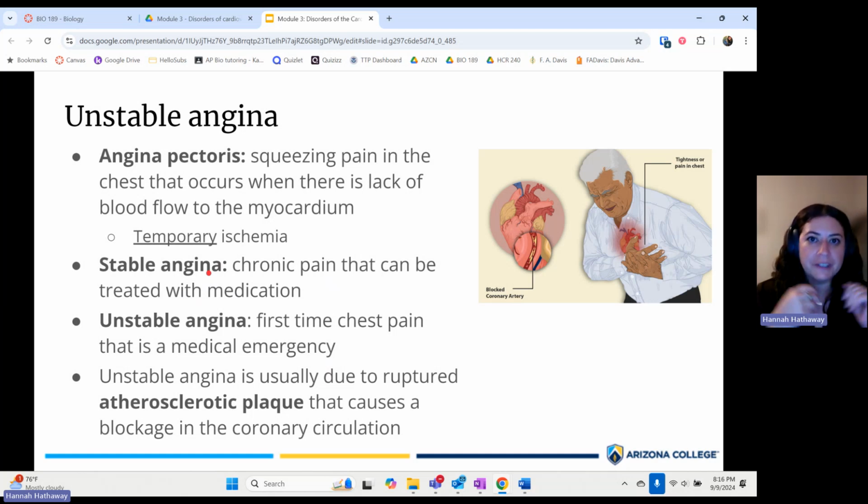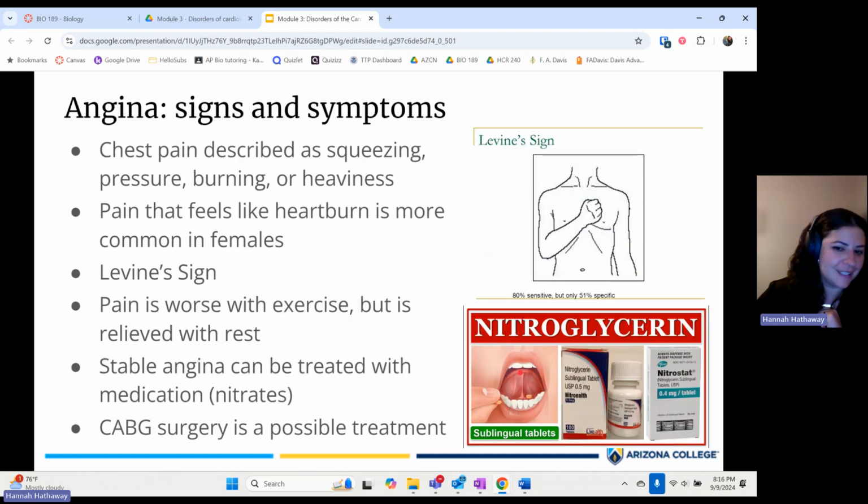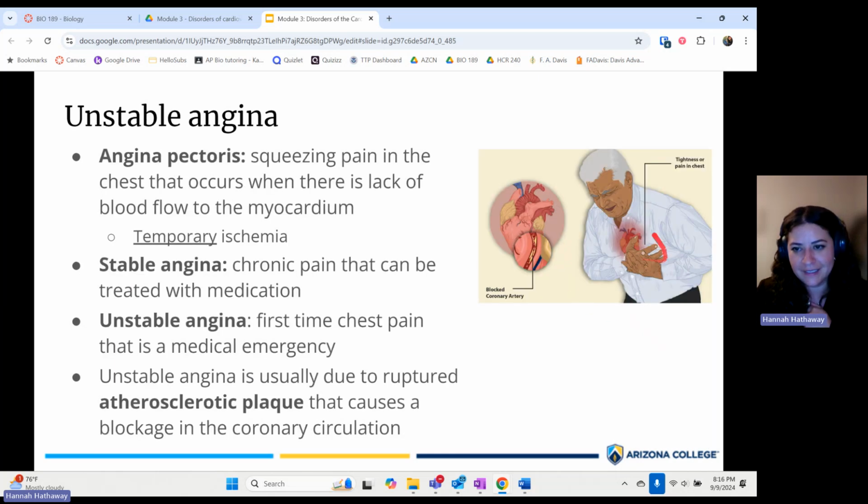Usually unstable angina, that very first attack, is due to a ruptured plaque. So a piece of the plaque has broken off. Okay. So signs and symptoms and treatments. So chest pain. Essentially all of the things you've seen on TV with people having a heart attack. The signs and symptoms are going to be very similar. Chest pain that's described as pressure, burning, heaviness. There's a specific name for this called Levine sign. So people will take their fist and put it over their heart, like in this picture here. Levine sign.